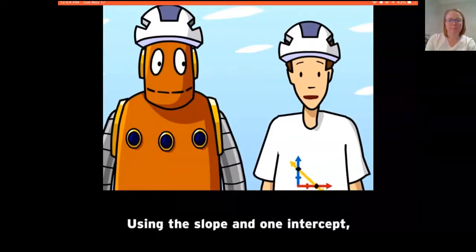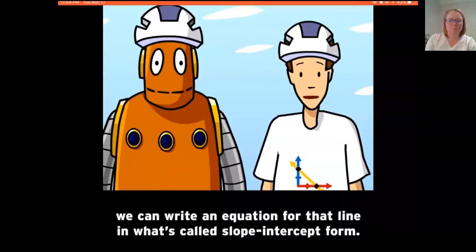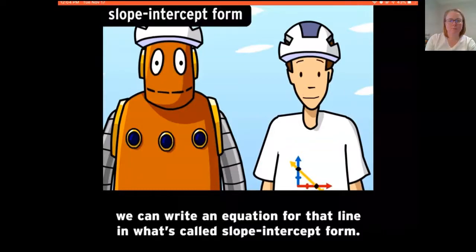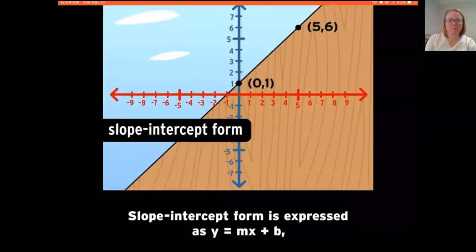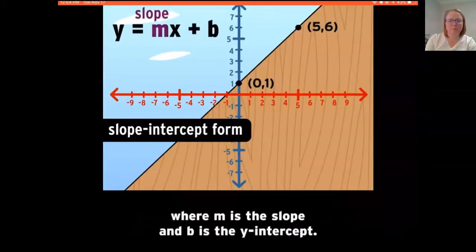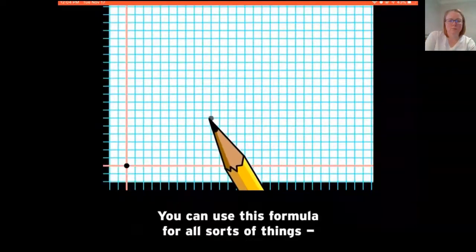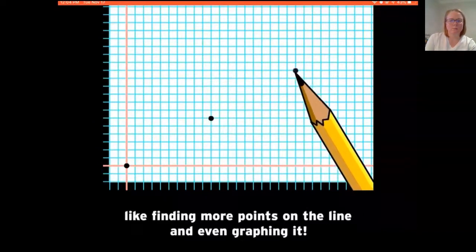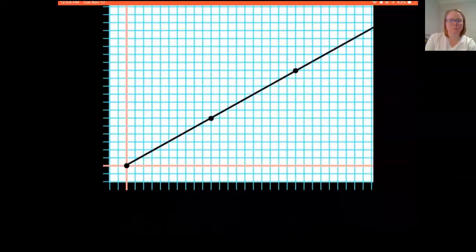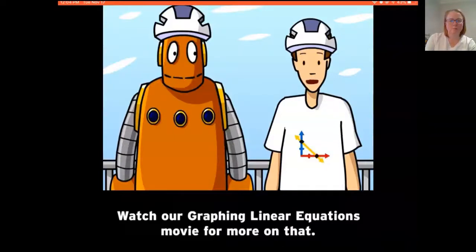Using the slope and one intercept, we can write an equation for that line in what's called slope-intercept form. Slope-intercept form is expressed as y equals mx plus b, where m is the slope and b is the y-intercept. So for our line, that's y equals 1 times x plus 1. You can use this formula for all sorts of things, like finding more points on the line and even graphing it. Watch our Graphing Linear Equations movie for more on that.